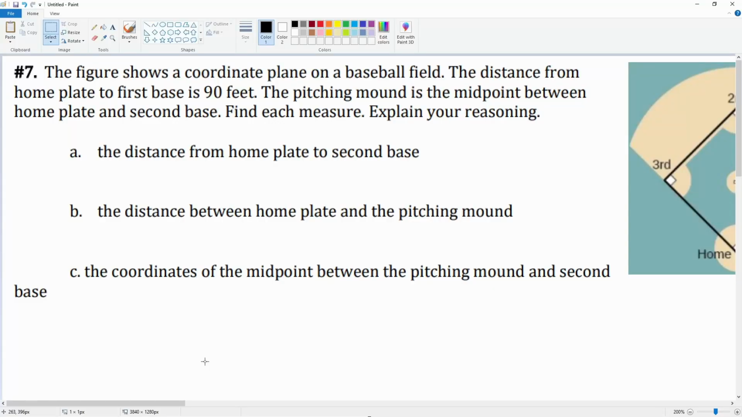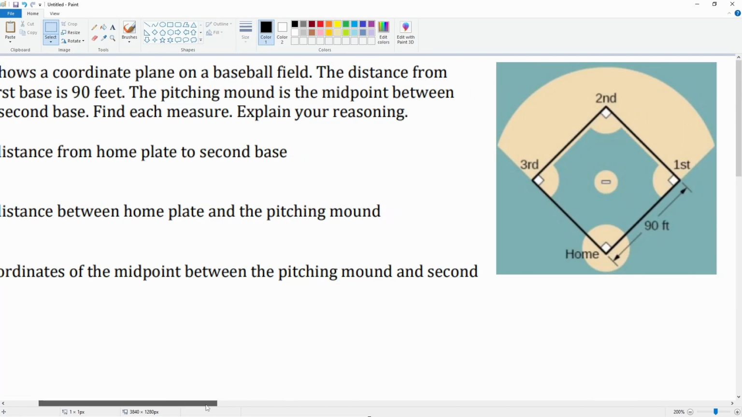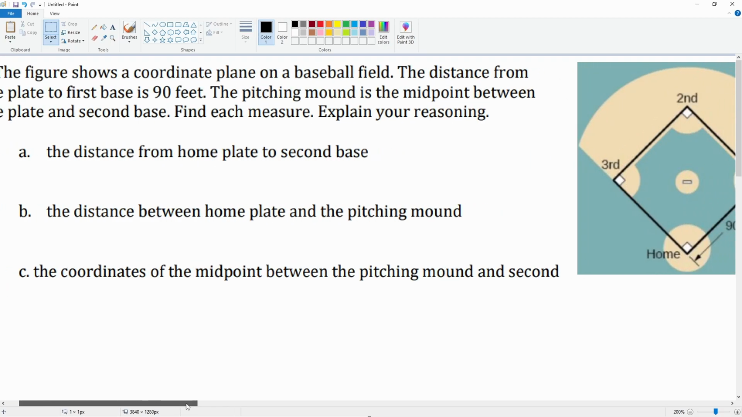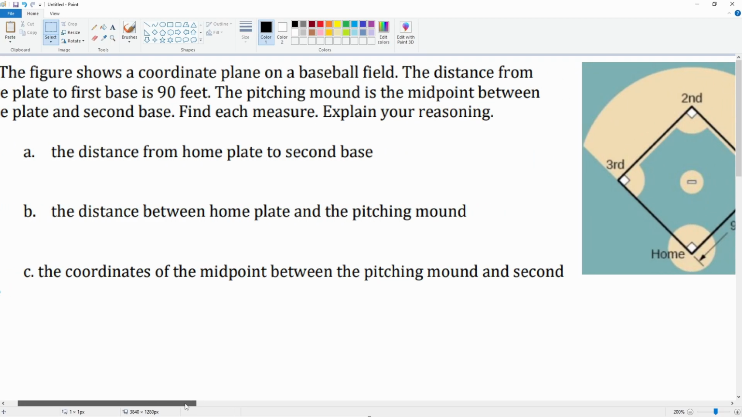We have number 7 here. The figure shows a coordinate plane on a baseball field. The distance from home plate to first base is 90 feet. We see that labeled. The pitching mound is the midpoint between home plate and second base. Find each measure, explaining your reasoning.